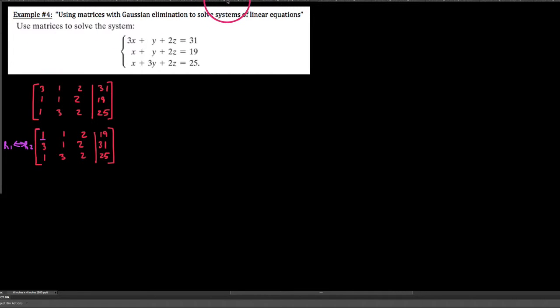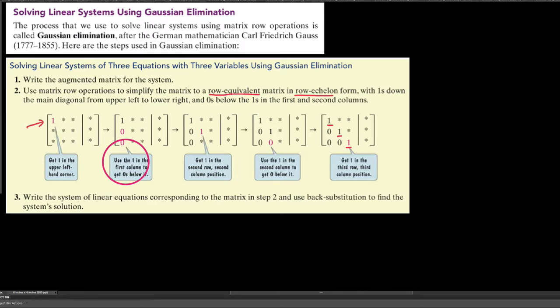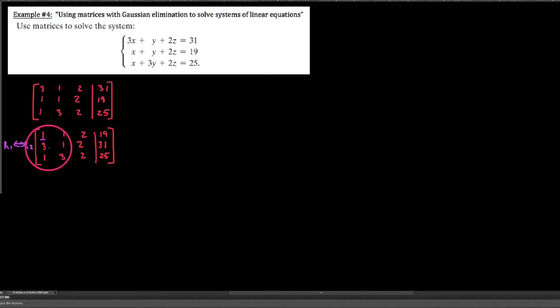Now, going back to our steps, once we get a 1 here, it says use the 1 in the first column to get zeros below it. So what we really mean here is this. Because now that we have a 1 in the top left corner, to get zeros below it, we'll take 1 times a number, such that when we add it to a positive 3, that 3 would become a 0.